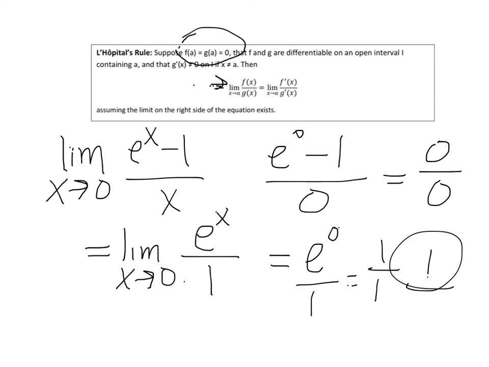So that's how we use L'Hopital's rule. L'Hopital's rule came in because we got this 0 over 0, and then we were able to take the derivative of the top and the derivative of the bottom, and then we can try substitution again.